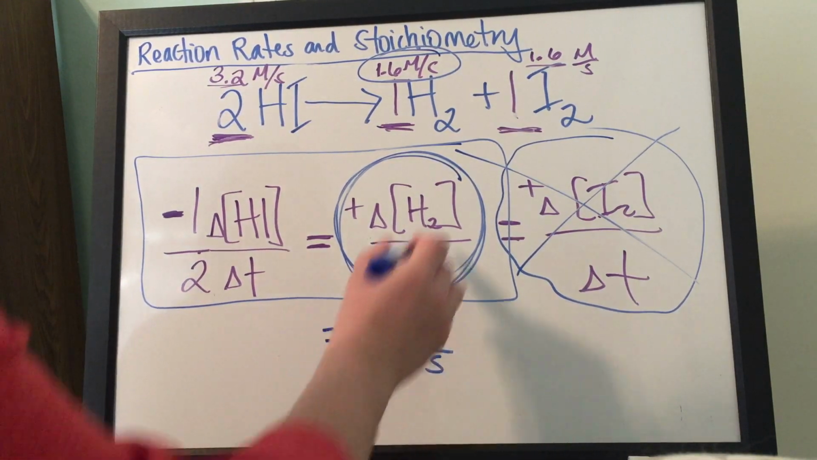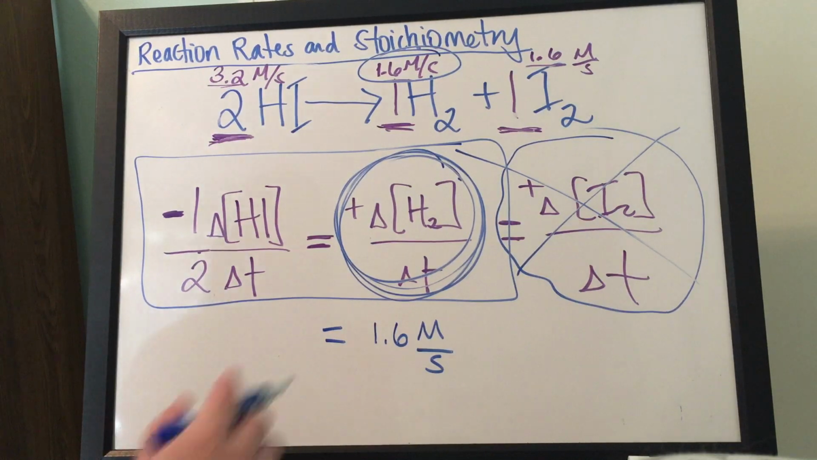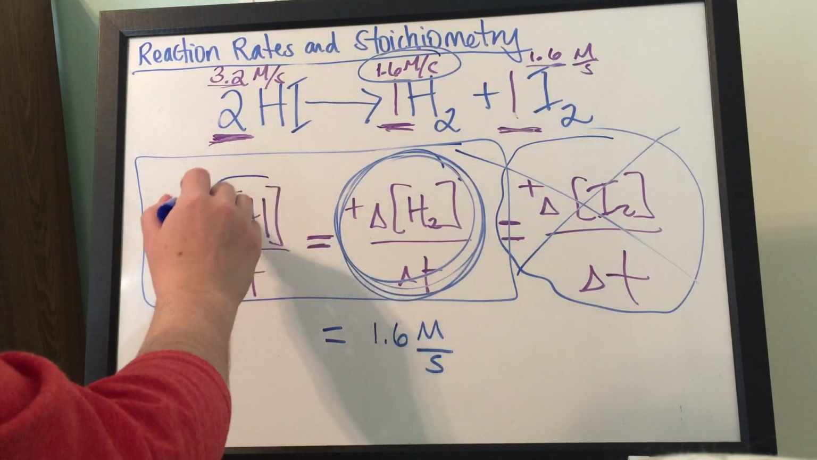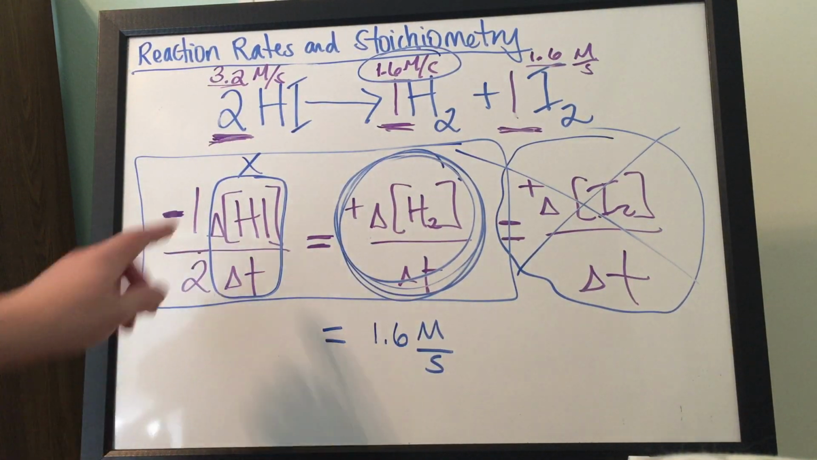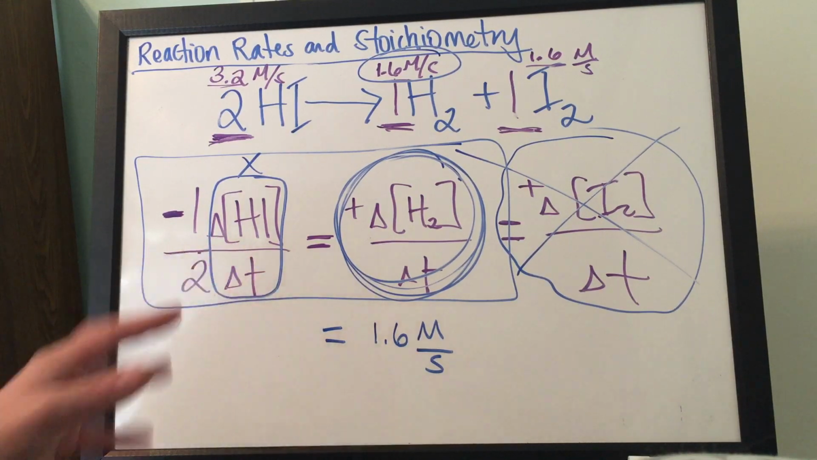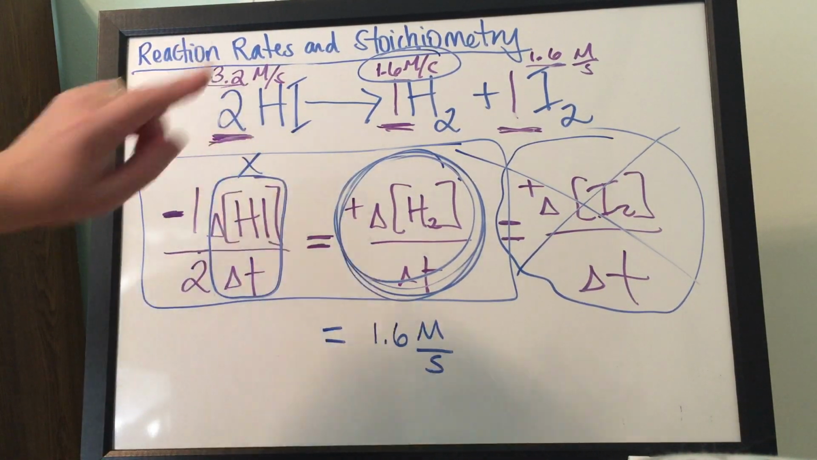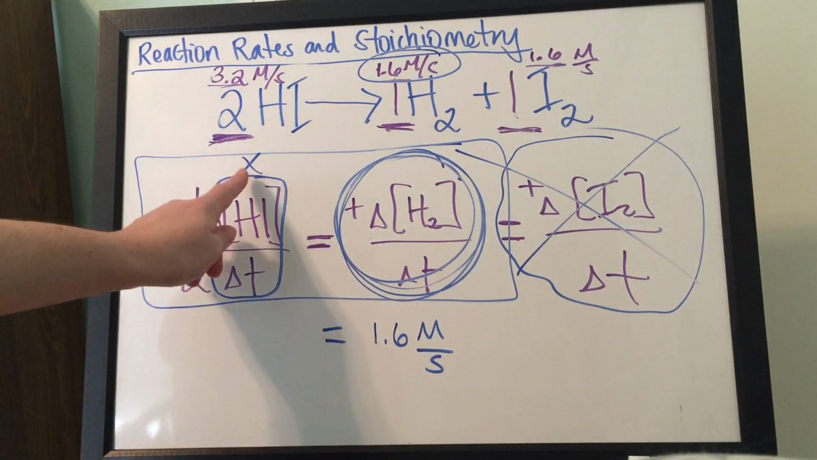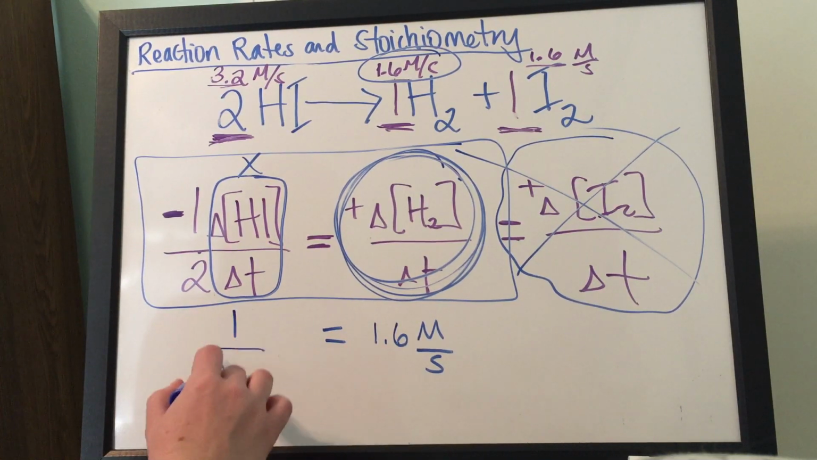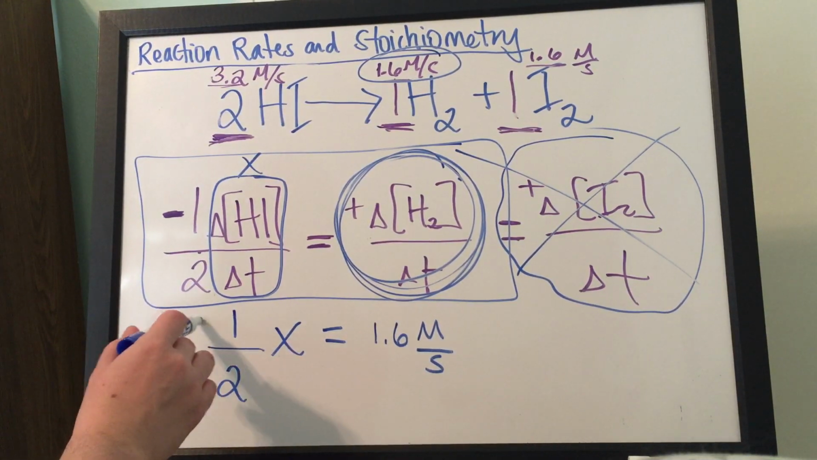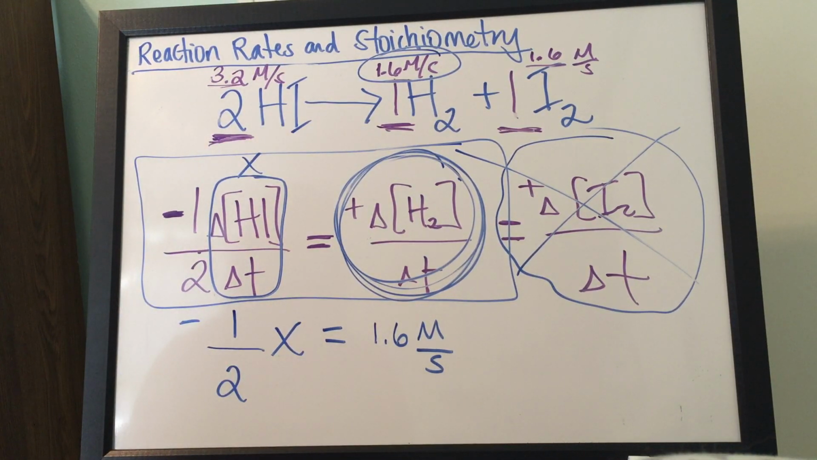And so what we're saying is that this whole thing, this 1.6 molarity per second, is equal to, for simplicity's sake, I'm going to call this X, because that's what I'm trying to find. The change in concentration over the change in time, which is in fact the rate, but you just don't know that yet. So I'm going to call it X, and this leads me to a 1 over 2 times X. Now I know there's a negative out in front. Again, that's just showing that it's going to disappear.